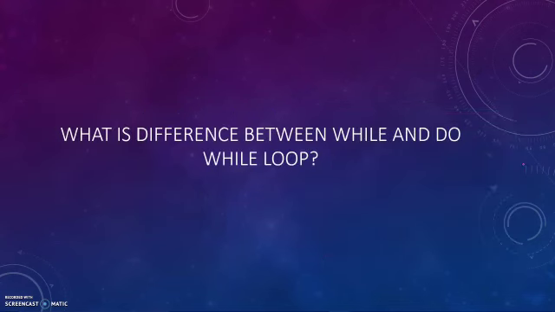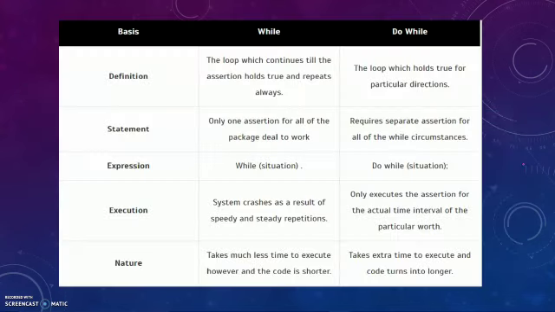So what is the difference between while and do while loop? Let me tell you. A while loop continues to execute until the condition becomes false, and the do while loop continues to execute until the condition becomes false. That is, the true values are executed. Okay, then situations applied on both the loops. This takes less time to execute and this takes extra time to execute.